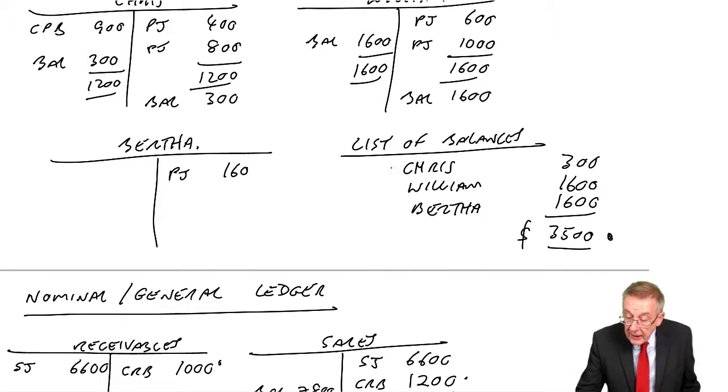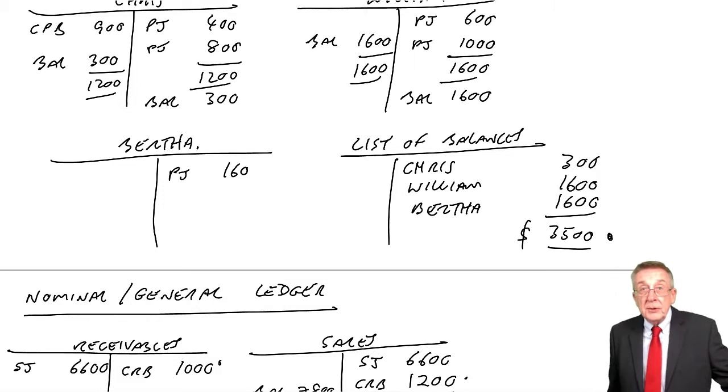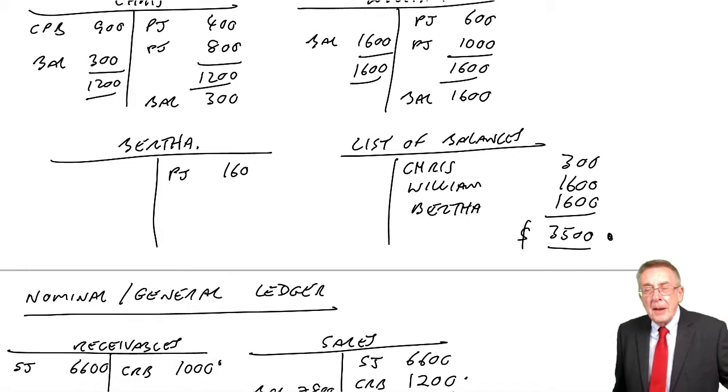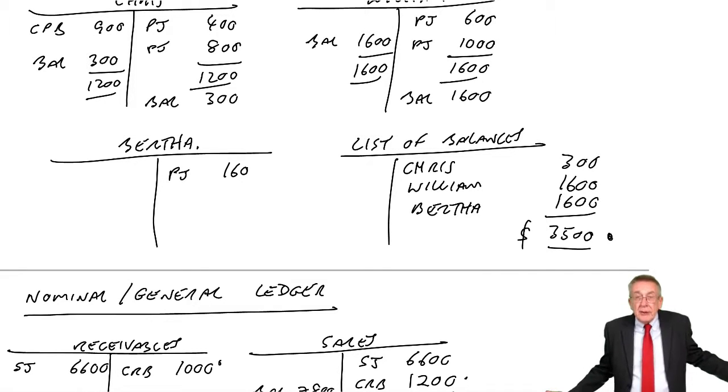Because if the individual balances are wrong, we'll end up paying the wrong amounts to our suppliers. If the payables account is wrong, we've got the wrong figure on our statement of financial position. So it acts as a nice little check.